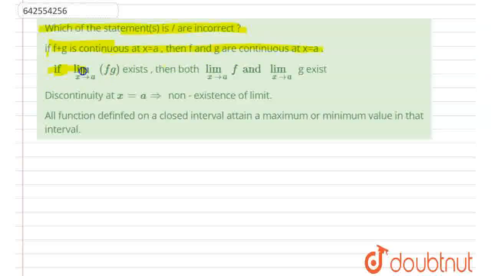Second is, if limit x going to a of fg exists, then both limit x going to a of f and limit x going to a of g must exist. Third is, discontinuity at x equals a implies non-existence of limit at that point. Fourth is, all functions defined on a closed interval attain a maximum or minimum value in that interval.